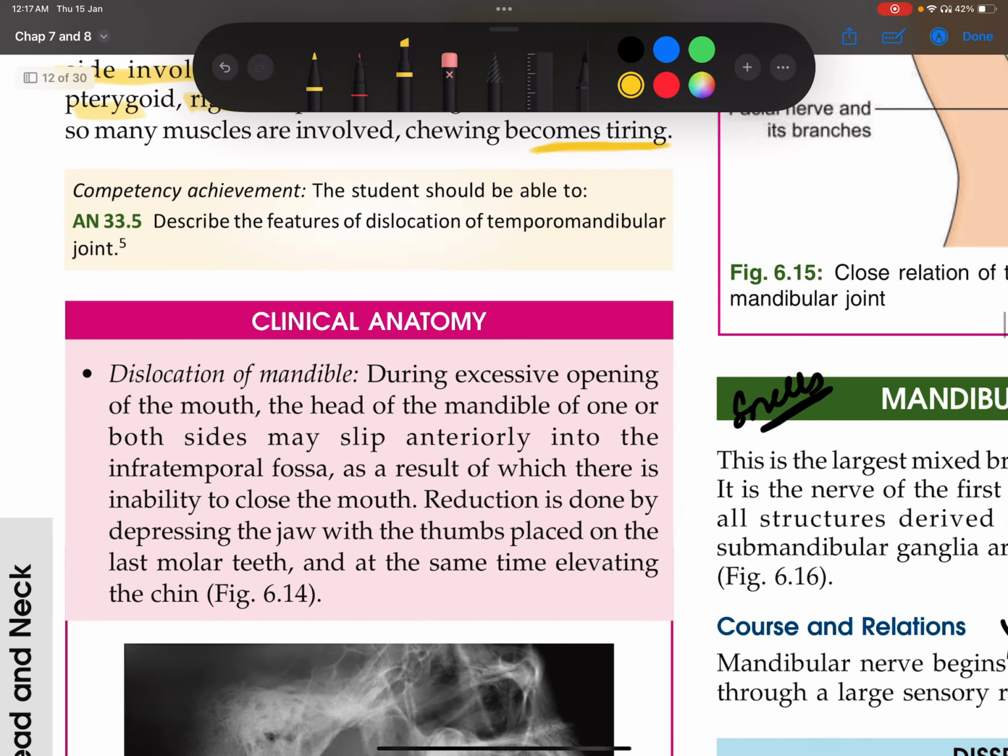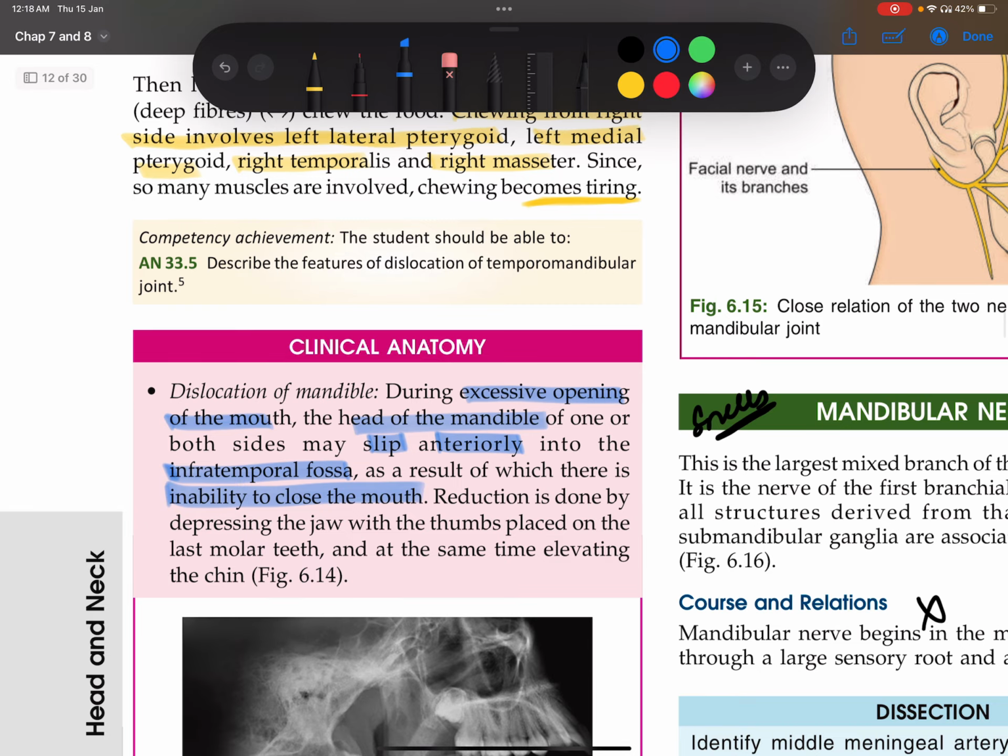Now, dislocation of the mandible. Let's look at the clinical anatomy. With excessive opening of the mouth, the head of the mandible, the condylar process of one or both sides, may slip anteriorly into the infratemporal fossa, as a result of which there will be inability to close the mouth. Reduction is done by depressing the jaw with the thumbs placed on the last molar teeth, at the same time elevating the chin.